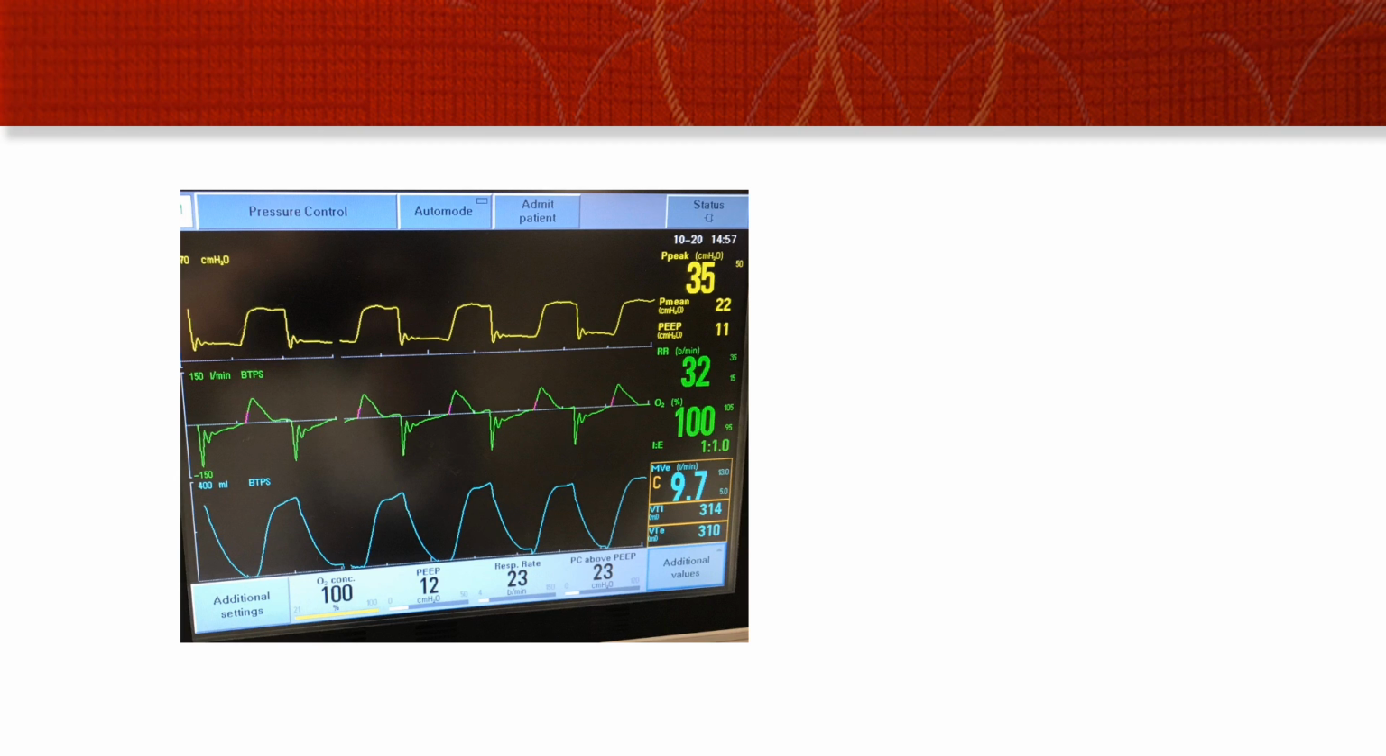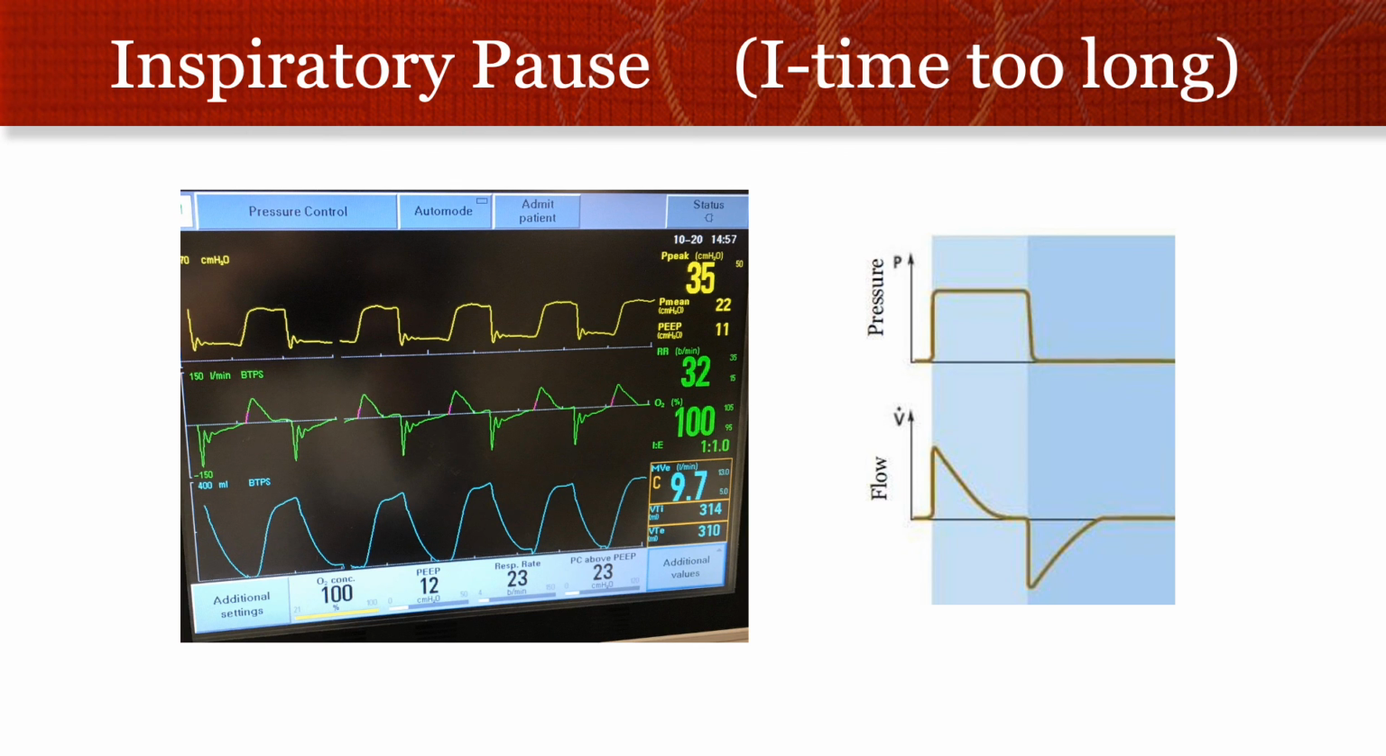All right, shifting away from the double cycling challenges, what we see when we look at this waveform is a pressure control style of breathing with a square pressure waveform on top, and then a flow waveform that has that nice normal decelerating pattern. In this case, it's Christmas tree colored, so it's triggered by the patient. But we see the flow decelerates to 0, and then they sit there for a while before they're allowed to breathe out. And this is a case of an inspiratory pause when the inspiratory time is set too long.